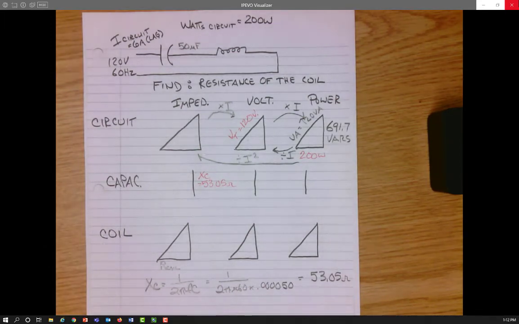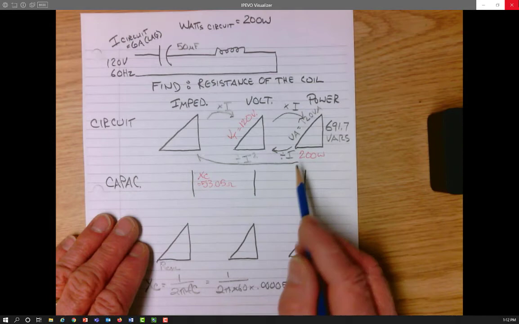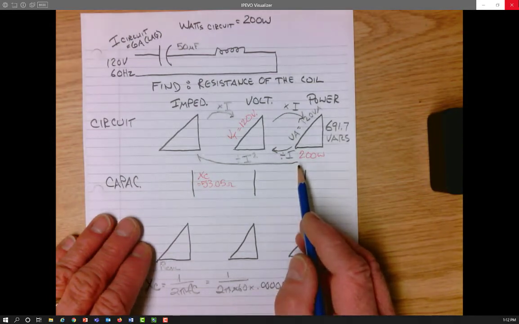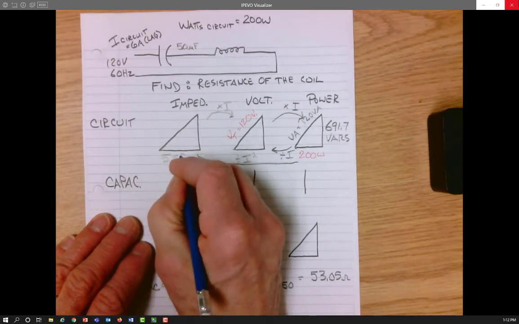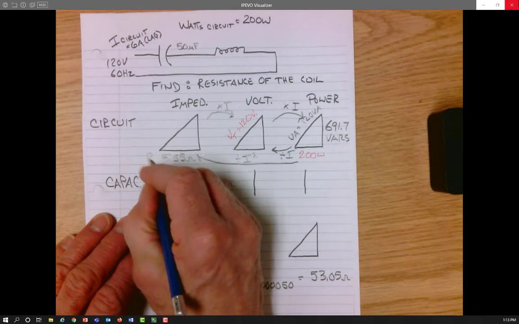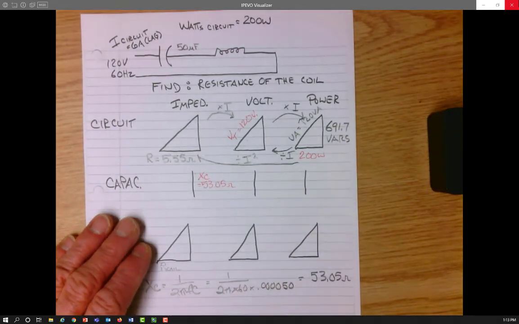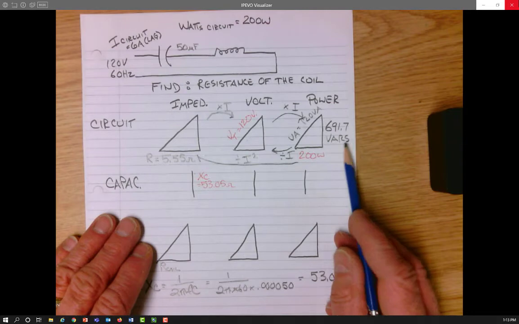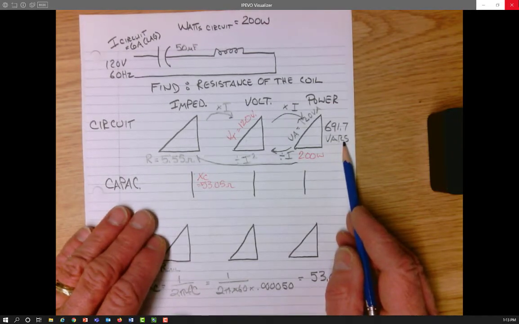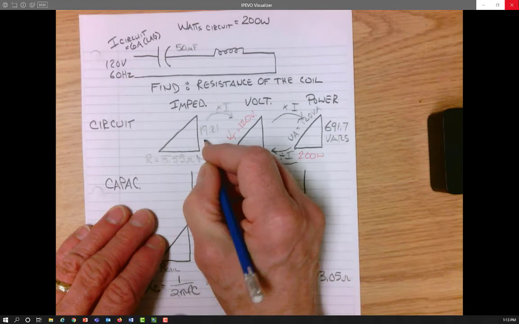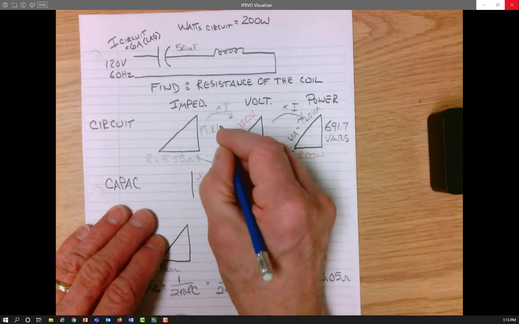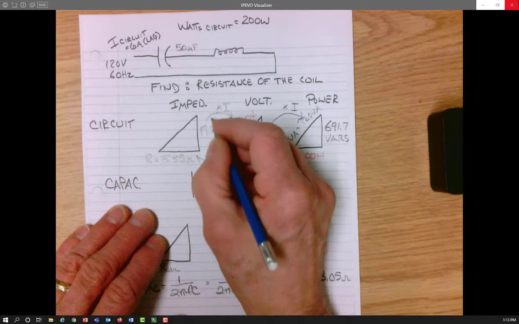And the values that I come up with, if I take 200 watts divided by 6 squared, I get 5.55 ohms as the R of the circuit. If I divide the 691.7 VARs by 6 squared, the current squared, I get 19.21 ohms for X net.